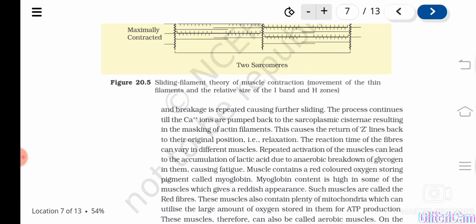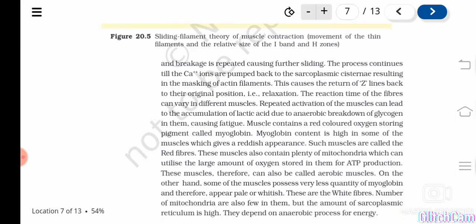So the repeated activation of the muscles can lead to what? Accumulation of lactic acid, due to what? Anaerobic breakdown of glycogen, and this is causing what? Muscle cramp. We have already studied this in 10th class. Understood?